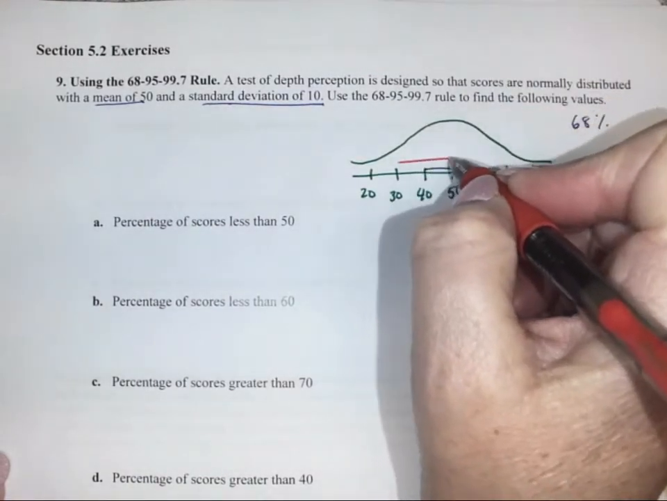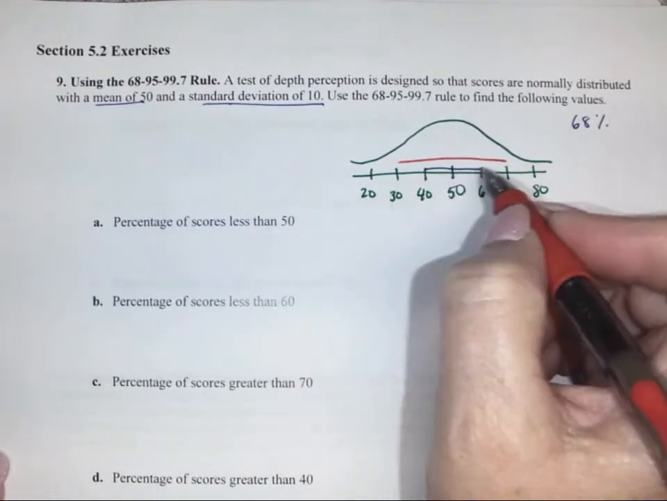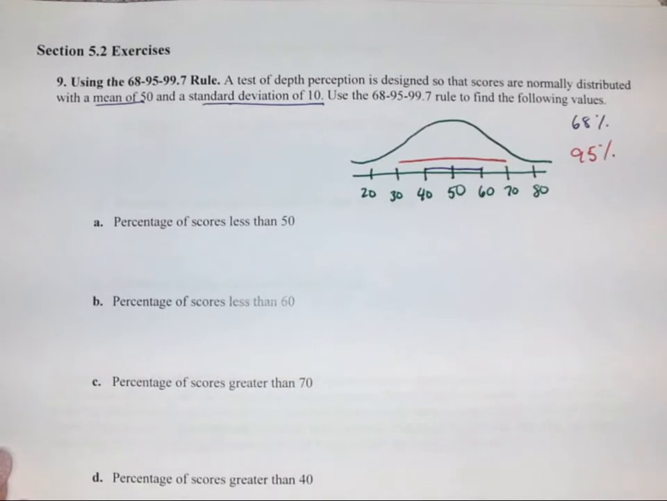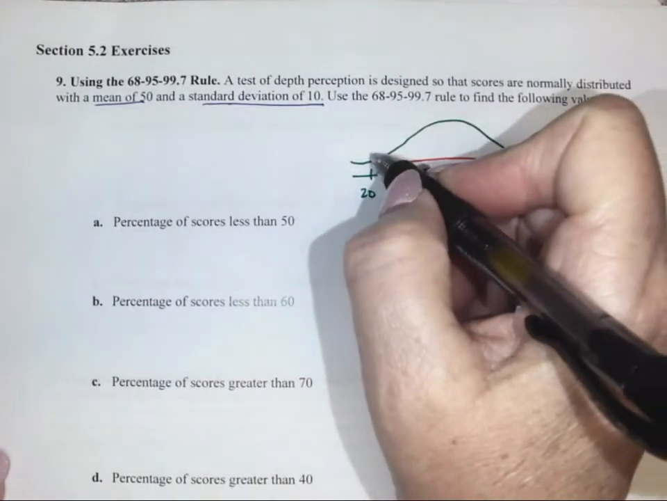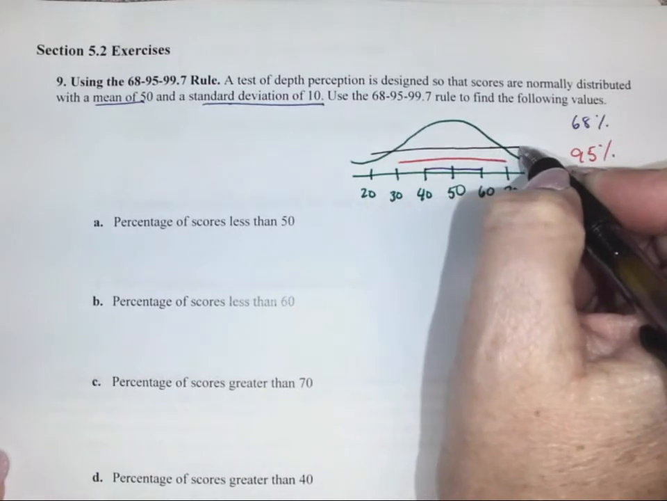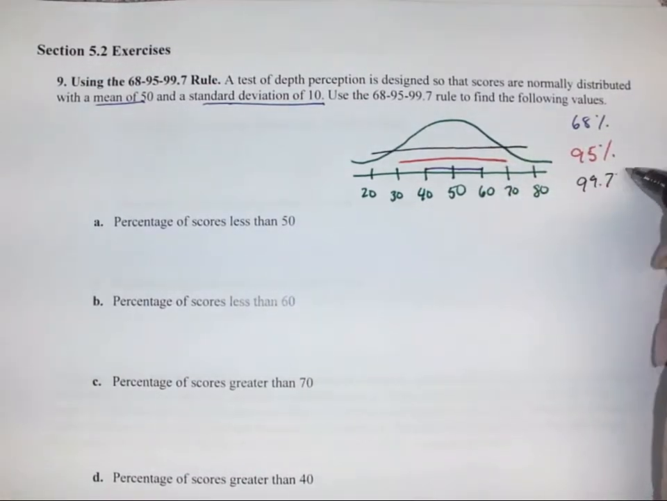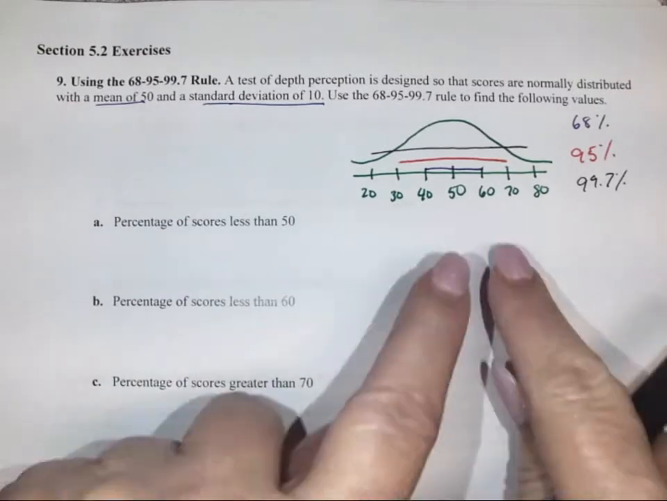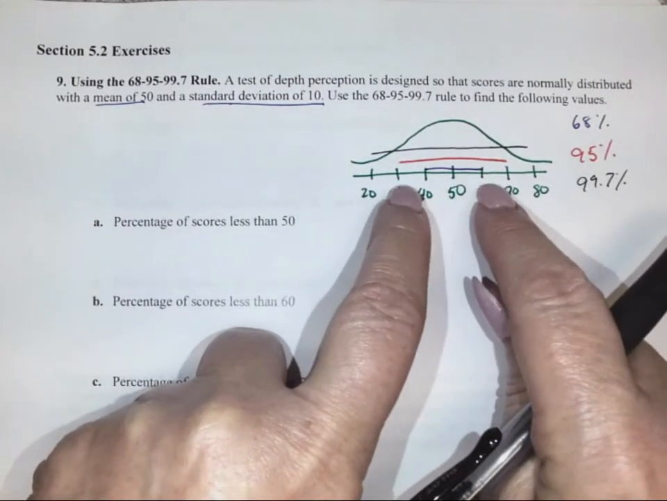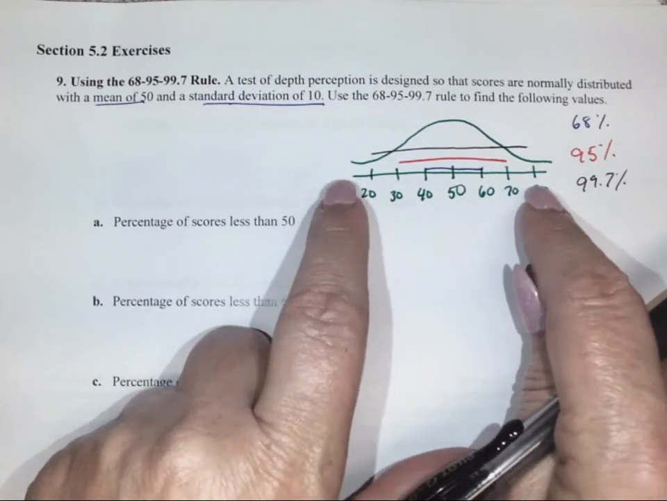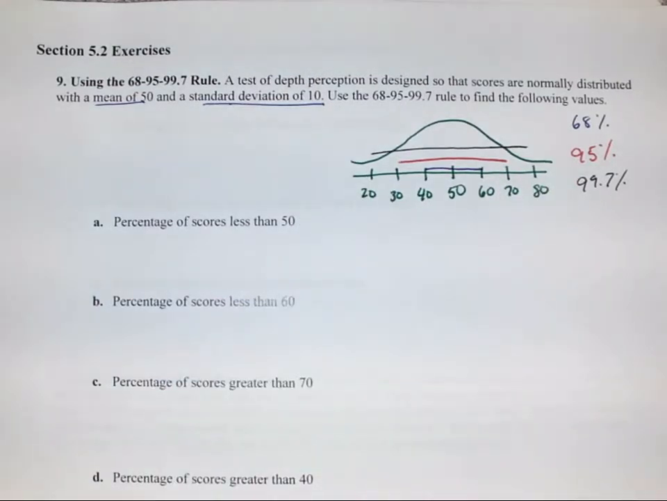The second standard deviations on either side of the mean, that is going to be our 95% of our data. And then the third one, where it's 3 standard deviations, that is our 99.7%. So 1 standard deviation on either side, 2 standard deviations on either side of the mean, and then 3. Those are what we're using.